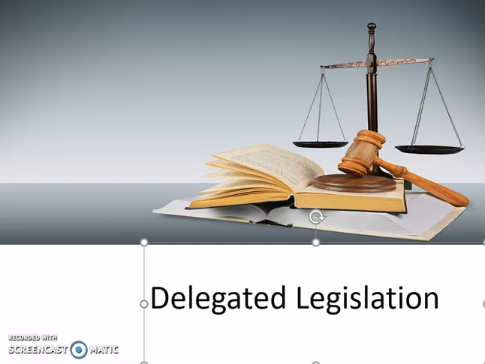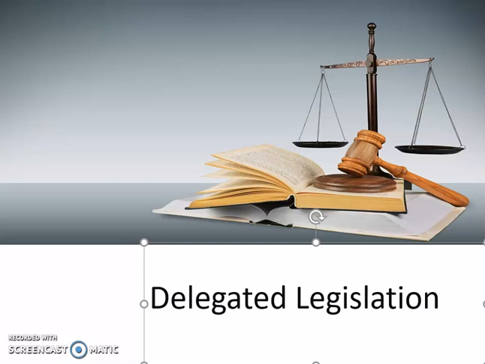What we're going to see in this tutorial is that delegated legislation is made by bodies other than Parliament, but with the authority of Parliament passed through what's known as an enabling or a parent act. And in this way, Parliament still limits and controls the power that's passed to these other bodies by stipulating how it may be used.